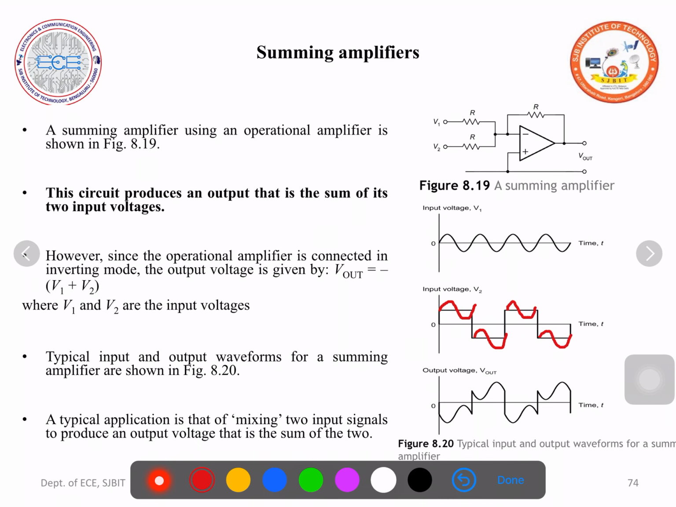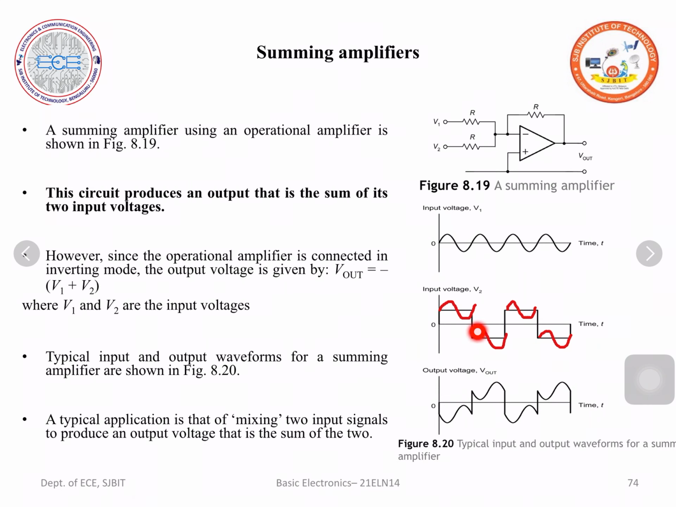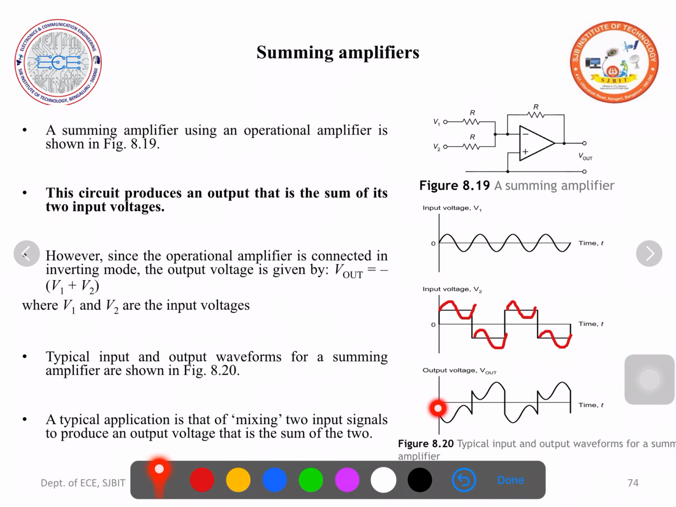The sinusoidal waveform gets added to this. But the input voltage is applied to the inverting terminal, so this should get inverted. Just imagine this is getting inverted here. Just invert it, and you will get the proper output. This is the output that we will get for the summing amplifier. We can understand like this, but while writing we must write like this.